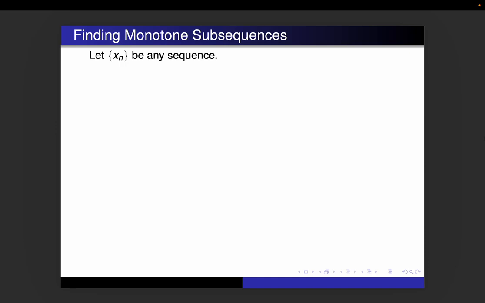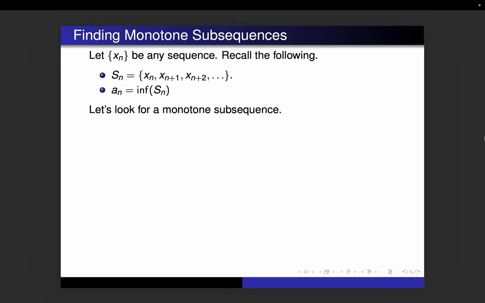So let x_n be any sequence, and recall the following. Remember our old friend S_n, that is the set of all terms in the sequence starting at x_n and then after as well. And then we had our a_n, which was the infimum of S_n. So let's look for a monotone subsequence using those concepts.